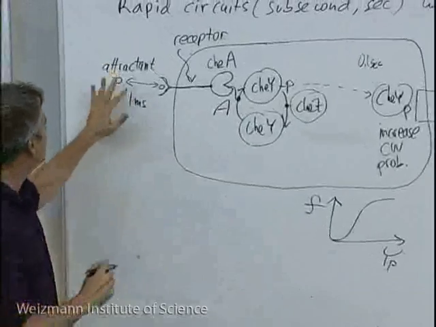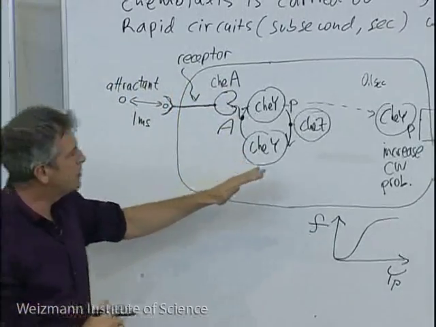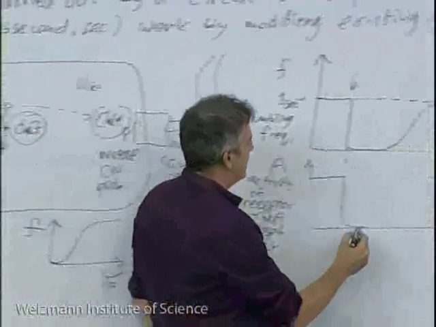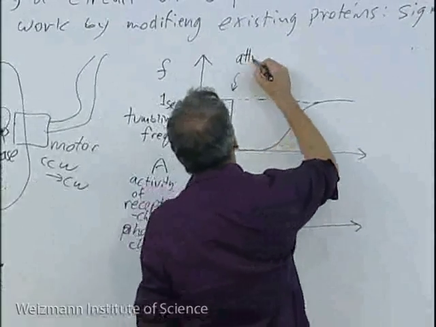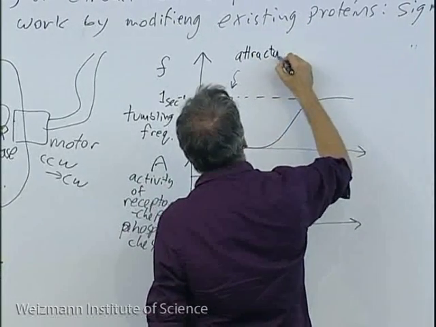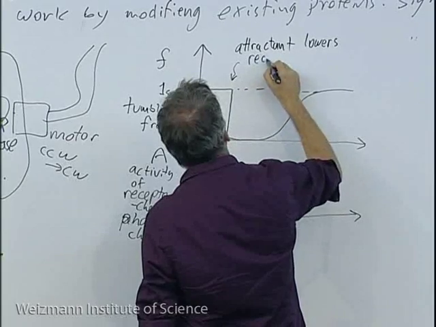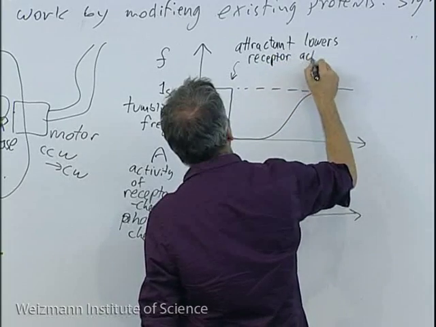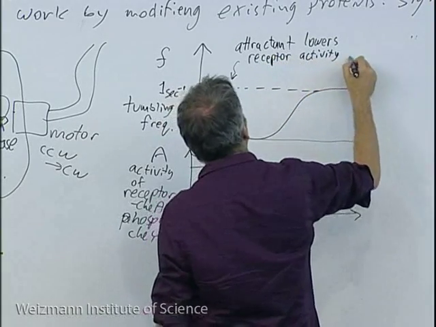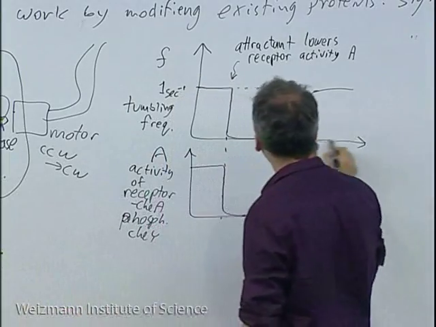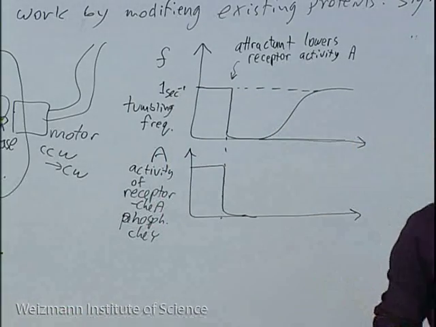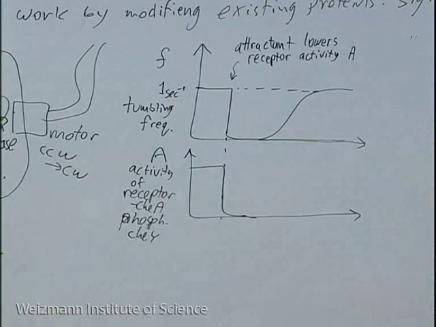Now attractant is around, and that's the way it would stay, right? So attractant lowers the receptor activity. Okay. So that's the way it would stay. There would be no adaptation if this was all. It would just stay down there as long as we have attractant. So where do we get adaptation from?